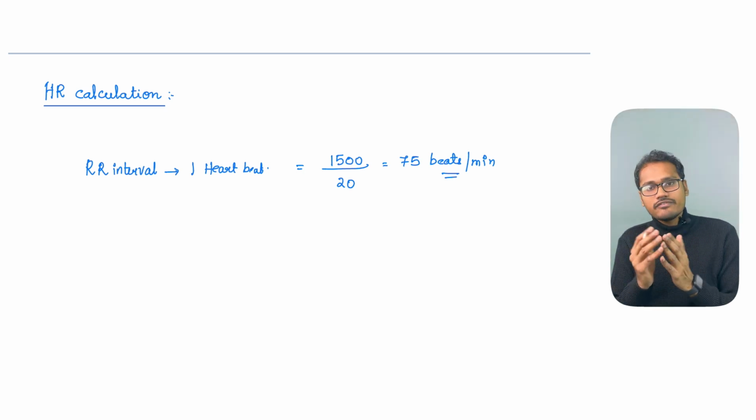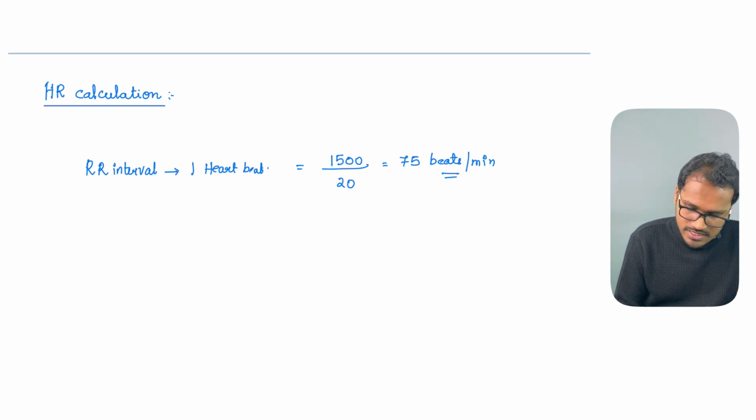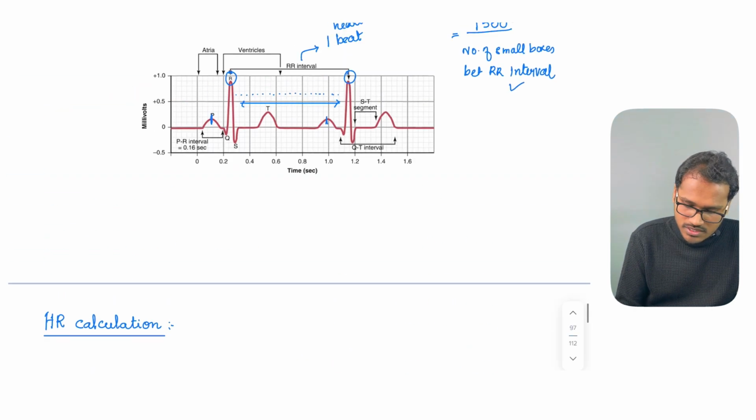Can we do it much faster? Yes, we can do it much faster with the help of larger boxes. So instead of taking the smaller boxes, we can take the large boxes. So in this example, there are 1, 2, 3, and approximately 3 boxes here, 4 here.